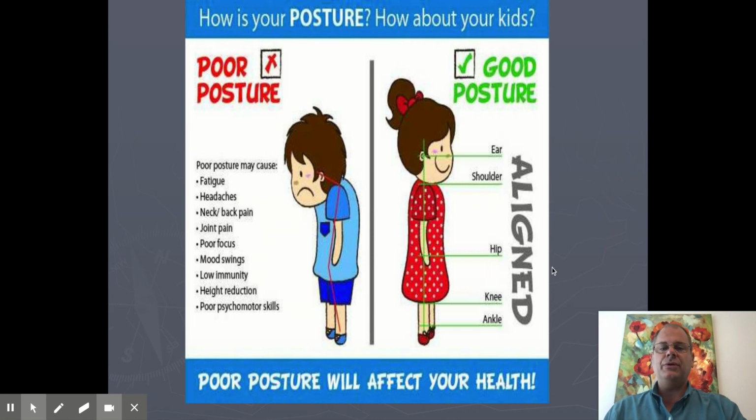Look at this, good posture. Your ears and your shoulders and your hips and your knee and your ankle should all be in one nice line. Not a straight, stiff, rigid, like soldier line. It should be just a nice, relaxed, straight posture. This really will affect your health in a good way.